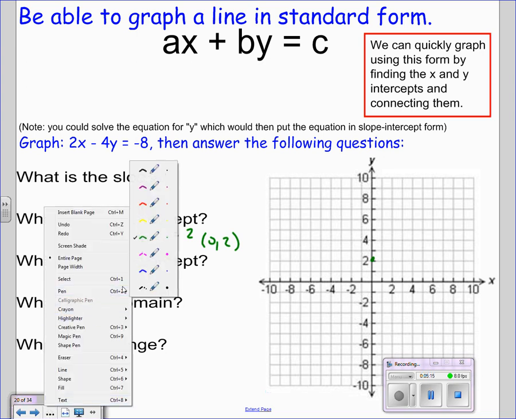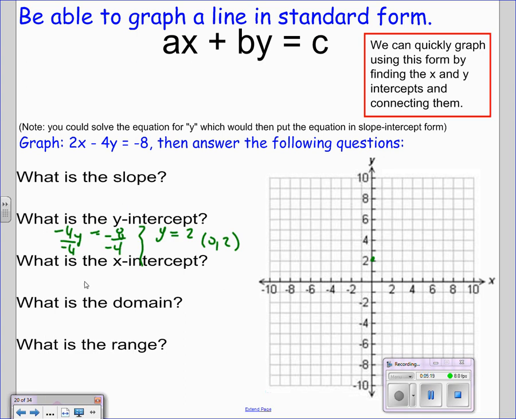I'm going to use the cover-up method to find my x-intercept now. So this time, the negative 4y will disappear because you replace y with 0. And that leaves you with 2x equals negative 8. So now you divide by 2 on both sides. So x is equal to negative 4. So your x-intercept is negative 4, 0. So right here.